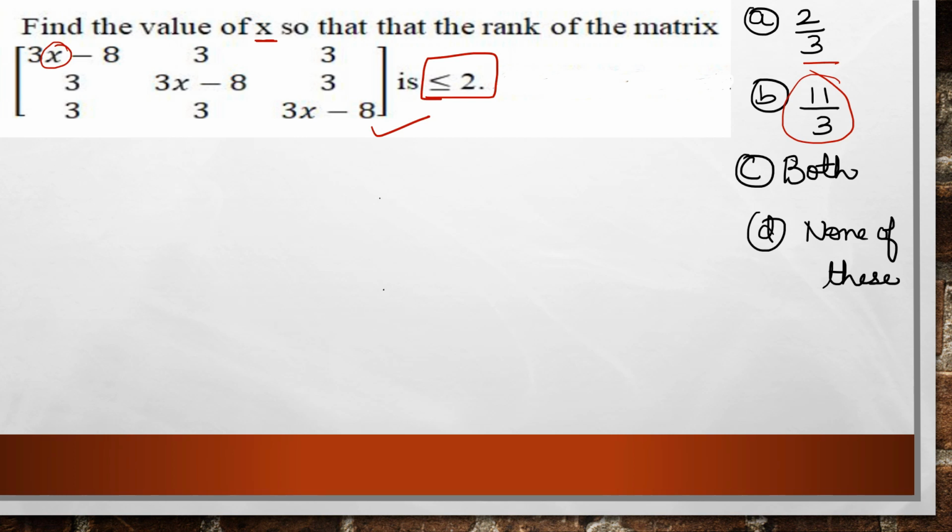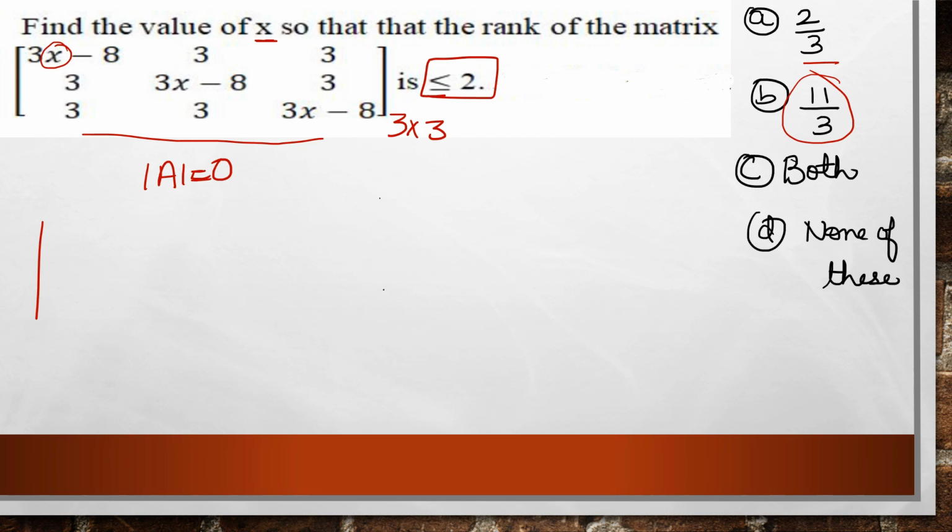Okay, but the second approach is, because the order of this matrix is 3 cross 3, but they are saying rank is less than or equal to 2, that means this matrix is singular, because if rank is equal to the order, then it is non-singular, and otherwise it is singular. So determinant of A will be 0. Now just calculate the determinant and equate it to 0.